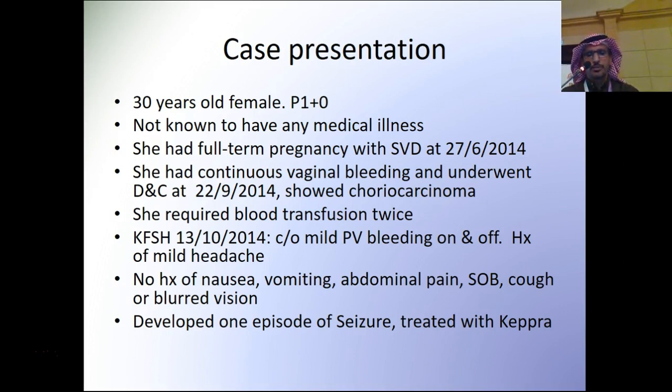She presented at our hospital on 13 October 2014, complaining of mild bloody bleeding on and off with a history of mild headache. There was no history of nausea, vomiting, abdominal pain, shortness of breath, cough, or blurred vision. While she was an inpatient, she developed one episode of seizure and was treated with Keppra.